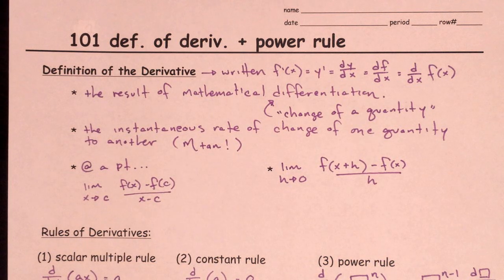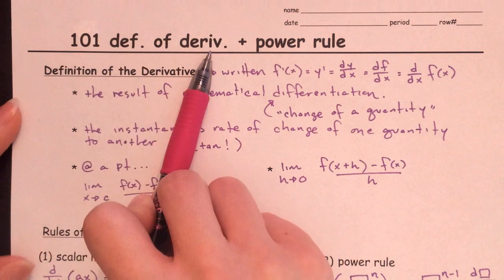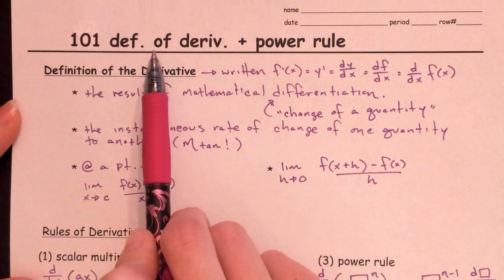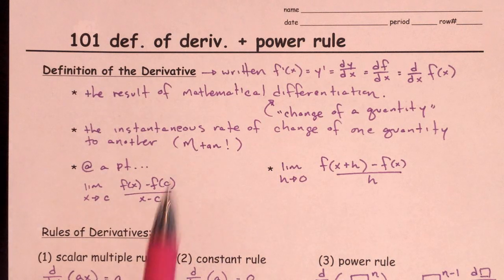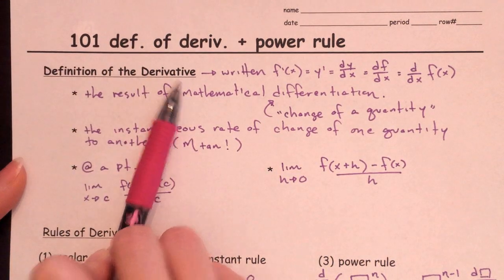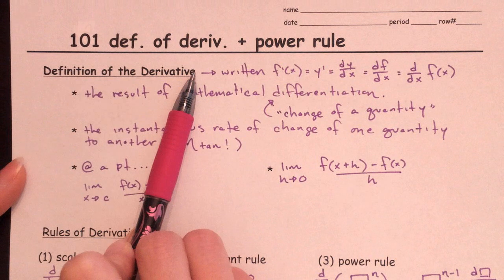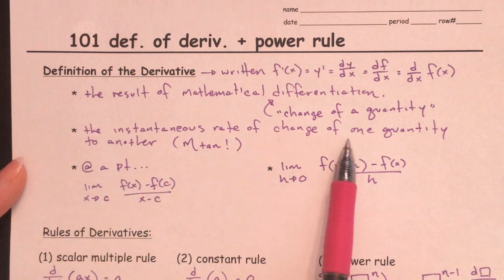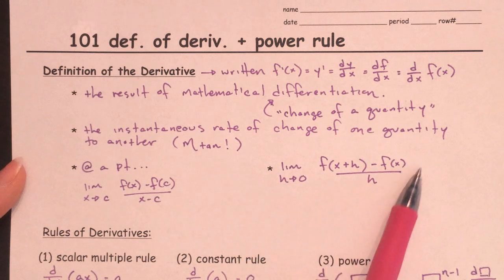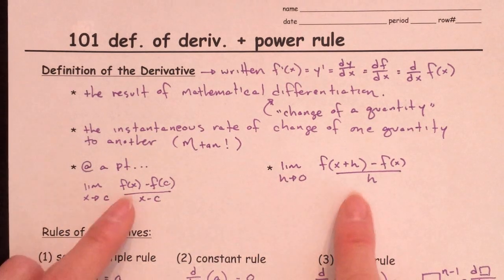Okay, guys, so the definition of derivative and the power rule. So really, it all goes together, okay? You'll need a sheet of paper for this, by the way. The definition of derivative is not this stuff. The definition of derivative is technically this limit and this limit. So technically, that's the definition of derivative, okay?